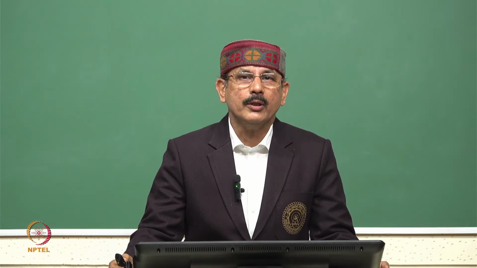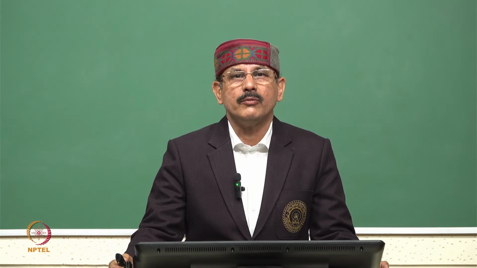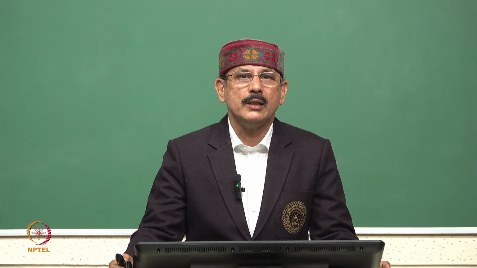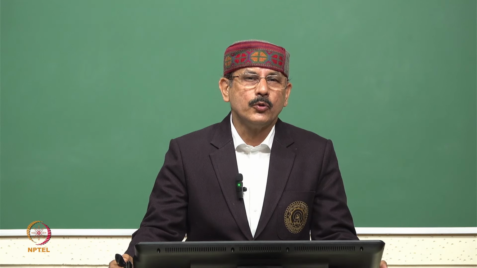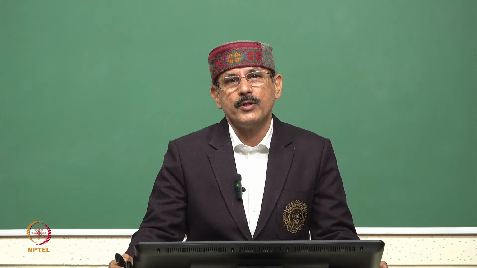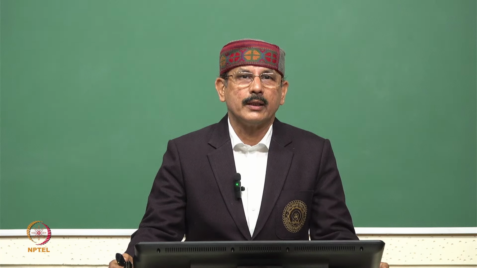Then the facilities for physically challenged students, that is PCS, weightage is 20%. The calculation is like this: 20 marks are given if the institute provides full facilities for physically challenged students as outlined. The institution should have full facilities like ramps, lift, and washrooms to get the full score in this sub-parameter. Most top-level institutions get a full score under this category because they provide full facilities. So this is the fourth category.